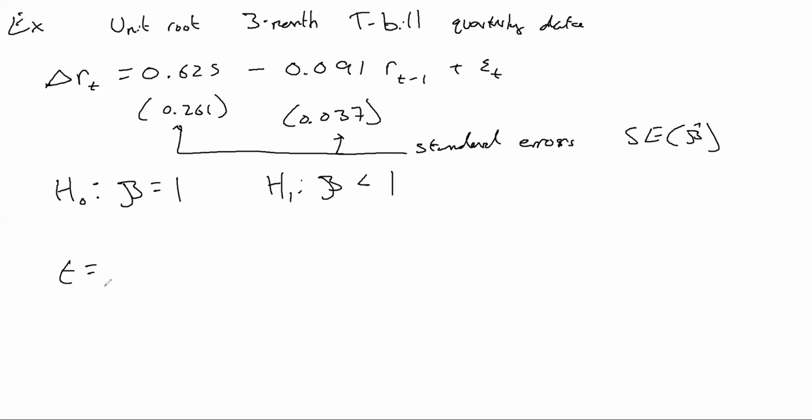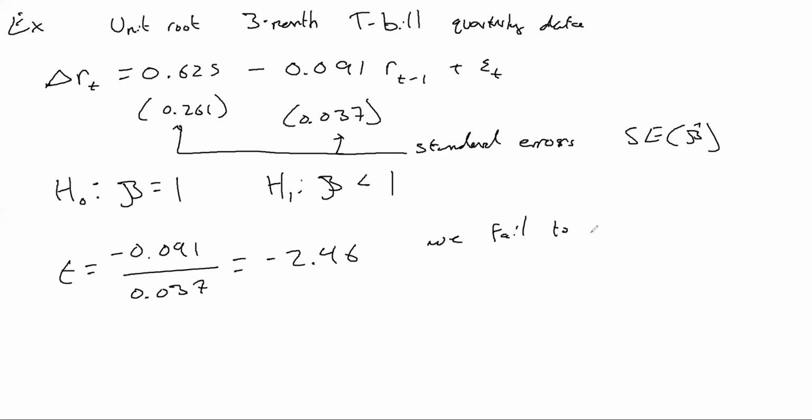Remember, for the t-test, it's going to be your estimate for your coefficient, which is negative 0.091, divided by the standard error, which is 0.0379 or 37. So this would mean our t-statistic is equal to negative 2.46. If you compare this to a t-table, we fail to reject the null hypothesis. We failed to reject the null hypothesis. Let's say H0 for the null hypothesis.